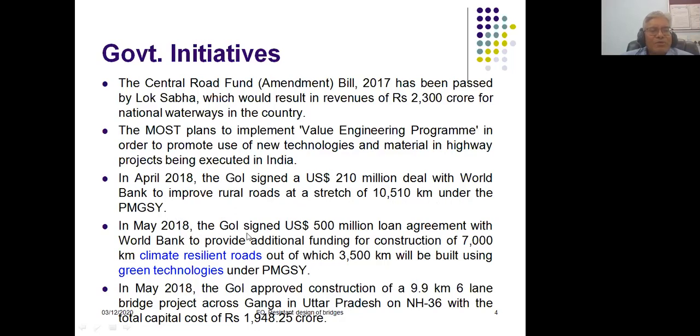In May 2018, the Government of India signed a $500 million loan agreement with the World Bank to provide additional funding for construction of 7,000 kilometers of climate resilient roads, out of which 3,500 kilometers will be built using green technology under Pradhan Mantri Gram Sadak Yojana. In May 2018, the Government of India approved construction of a 9.9 kilometer six-lane bridge project across the Ganga in Uttar Pradesh on National Highway 36 with a total capital cost of about ₹1,900 crores.